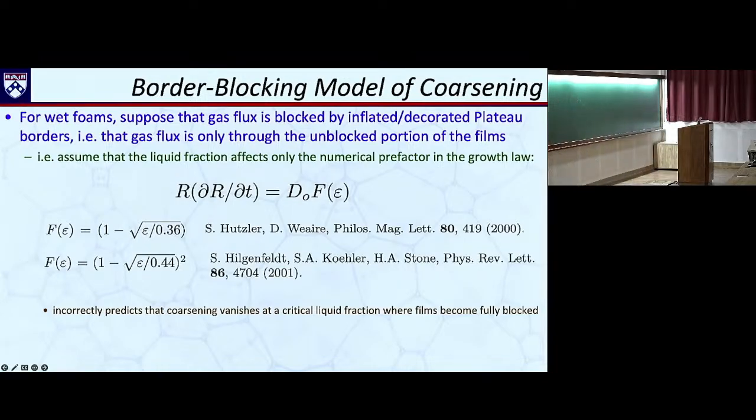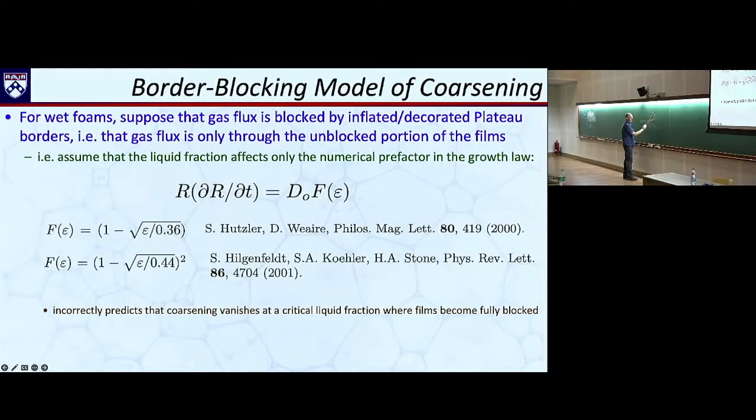So there's gas transport through the film, the blue thing, but there's no gas transport through the plateau border. And as you make it wetter, this plateau border gets bigger and bigger, and therefore you block more and more gas flux. So that's the plateau border blocking model.